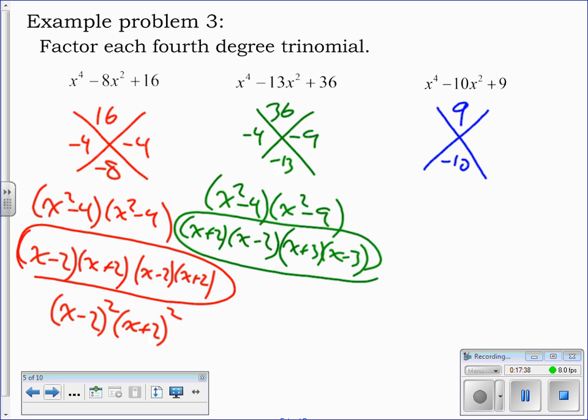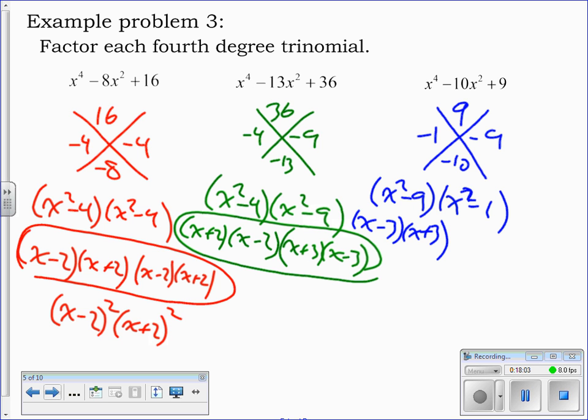Two numbers that multiply to give me 9 that add to give me negative 10. Negative 1 and negative 9. So that means I have x squared minus 9, x squared minus 1. Oh, and look, we already know how to factor half of that, right? Because we just did it. X minus 3, x plus 3. That's the x squared minus 9. And what about x squared minus 1? Is that the difference of 2 squares? Yes.